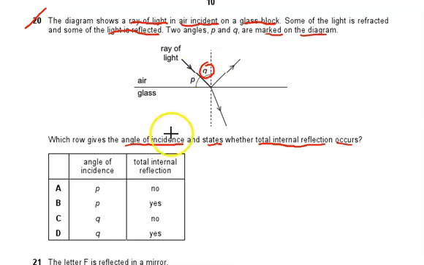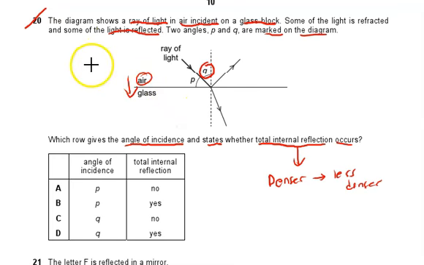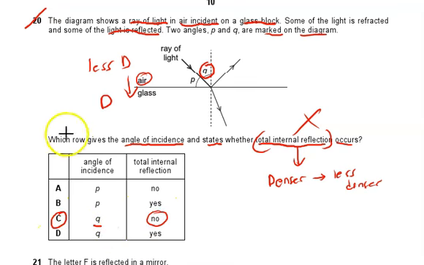Okay, Q. And you have to understand that total internal reflection occurs when the light is going from a denser medium to a less dense medium. If you notice here, this is air to glass, less dense to denser. So total internal reflection will never occur here. Your answer here will be C, Q and no. So this is your answer for question number 20.